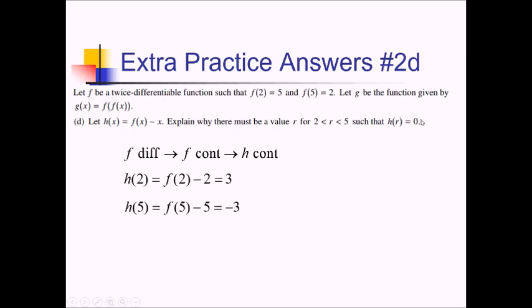Is 0 between 3 and negative 3? It is. Negative 3, less than 0, less than 3. Therefore, by the intermediate value theorem, there is an r between 2 and 5 such that h of r equals 0.